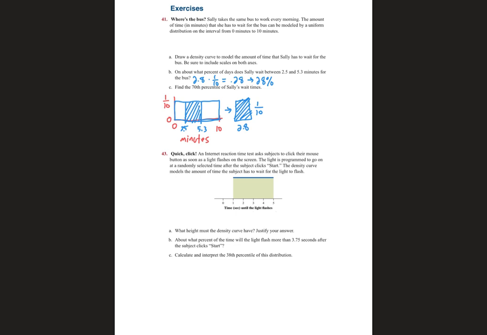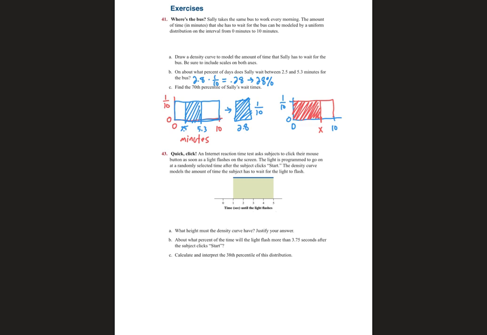Then they say find the 70th percentile of Sally's wait times. I'll draw another one real quick. They want the 70th percentile, so they want this number here, whatever that number is. Remember how percentiles work: it's the percent that's less than or equal to. So 70% is less than or equal to x, which is all that area.